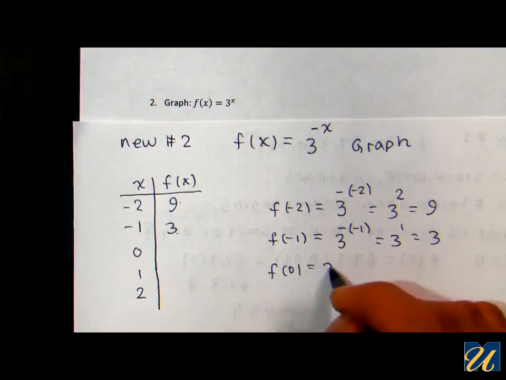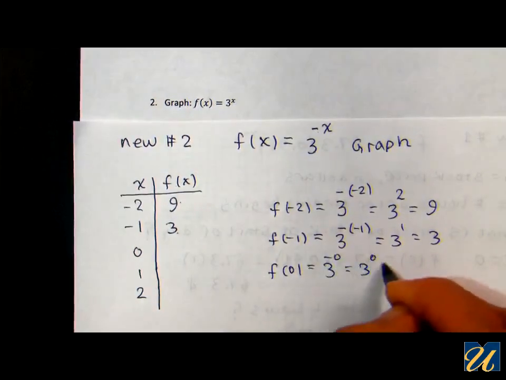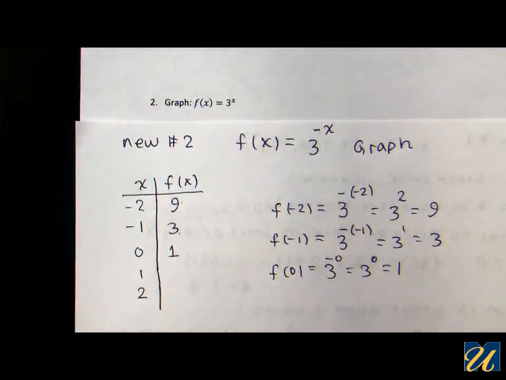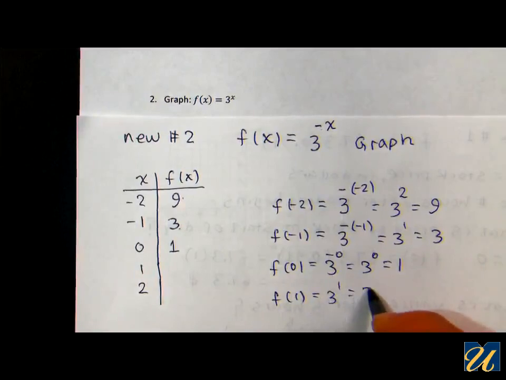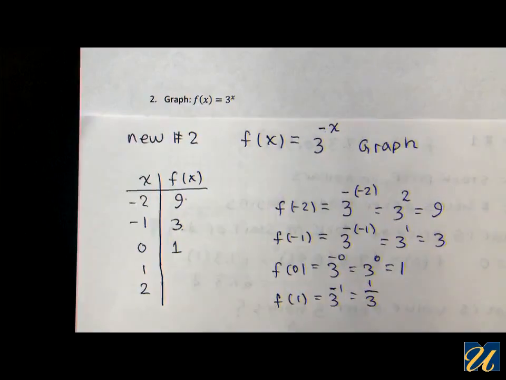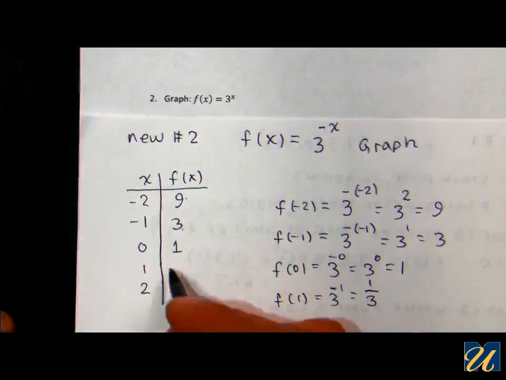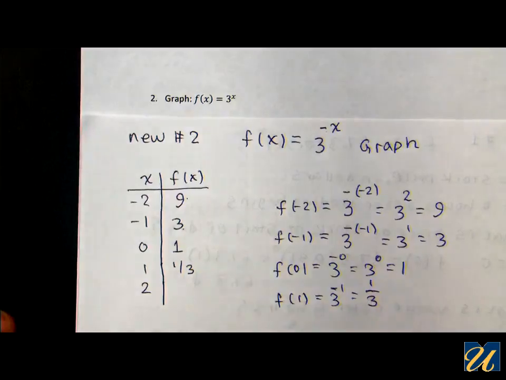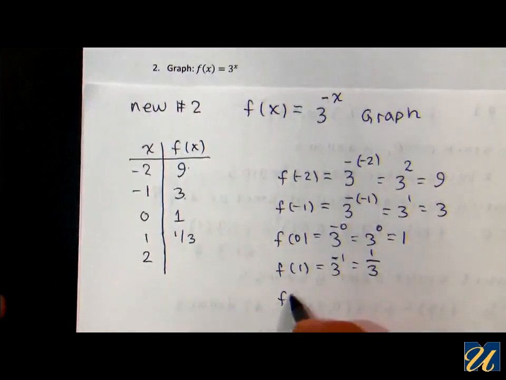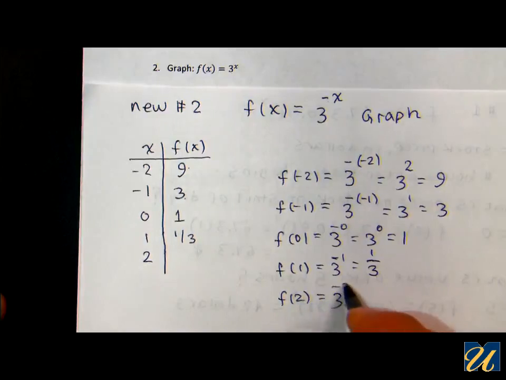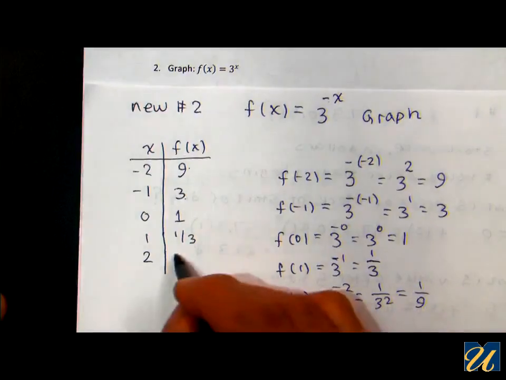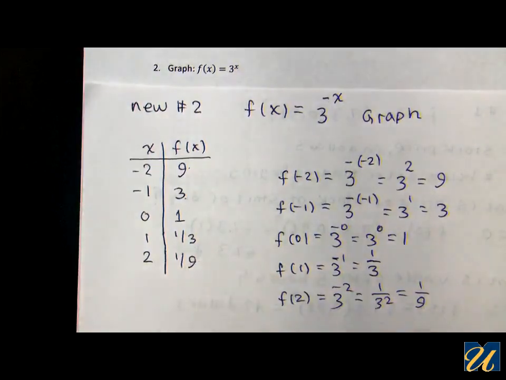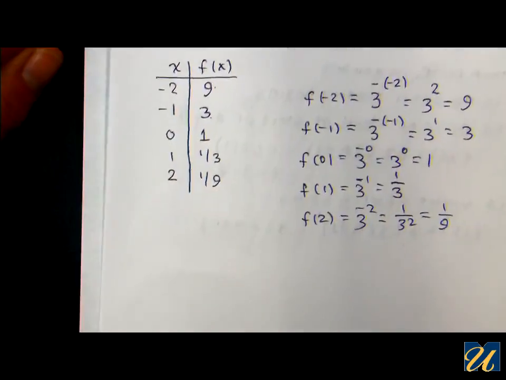At 0, 3 to the negative 0 is 3 to the 0, or 1, so 0 gives 1. And at 1, f of 1 is 3 to the negative 1, or 1 over 3, so that makes a fraction, it reciprocates it, so that's 1/3. And then at 2, the y coordinate is 3 to the negative 2, that's 1 over 3 squared, or 1/9.